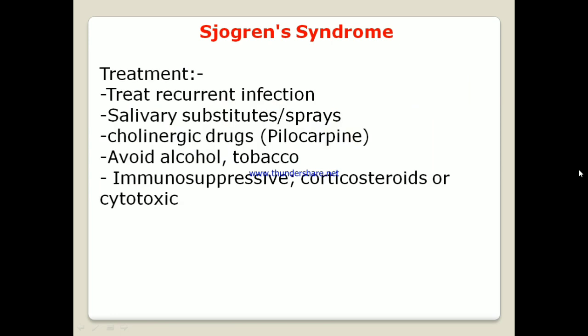Sjogren's syndrome. Treatment: treat recurrent infection. Salivary substitutes and sprays. Cholinergic drugs, pilocarpine. Avoid alcohol and tobacco. Immunosuppressives, corticosteroids or cytotoxic drugs.